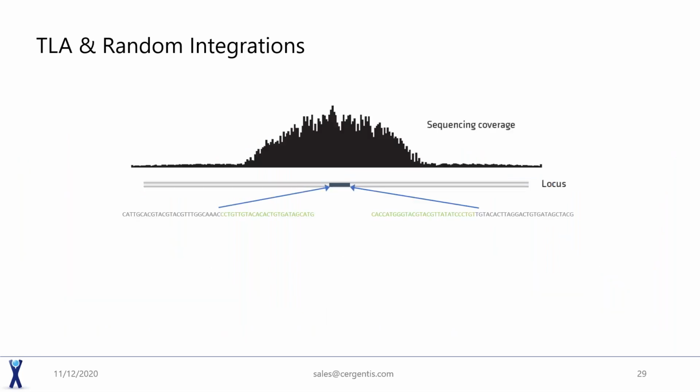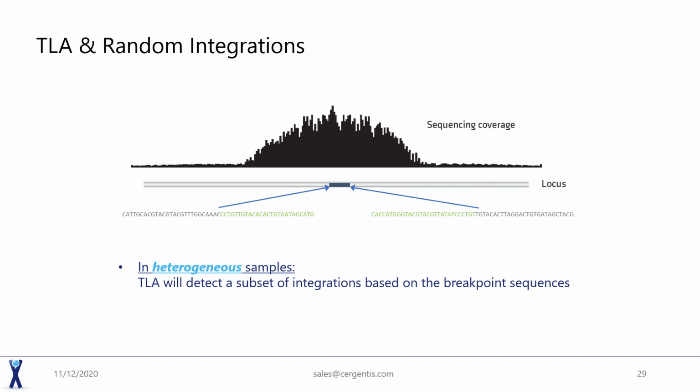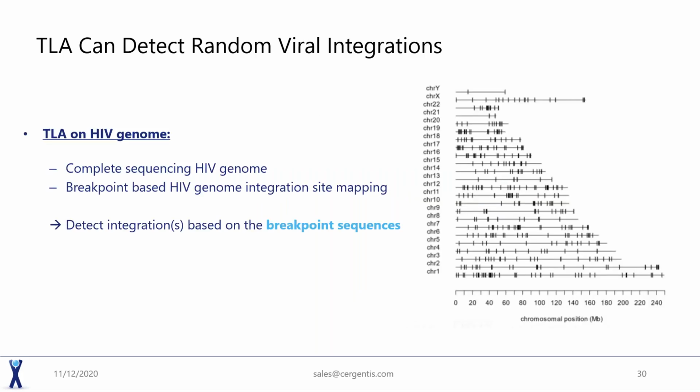Now, with regards to the analysis of random integrations in heterogeneous samples, we will not identify the integration site based on the genome-wide coverage plot that I showed you earlier, but we will detect those integrations based on the detection of the breakpoint sequences. Just to illustrate this with one final example, in this case, TLA was used to completely sequence the HIV genome from a patient's blood sample to determine where in the genome the integrations have happened.